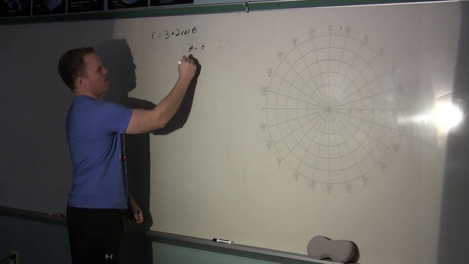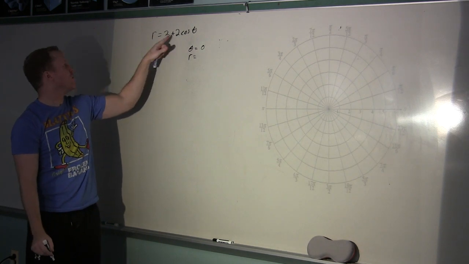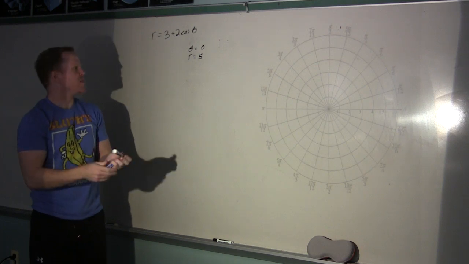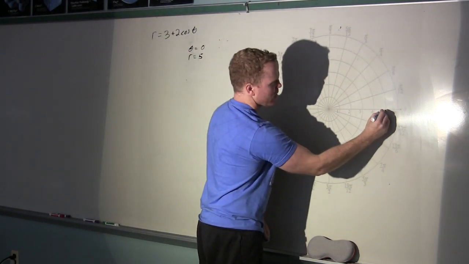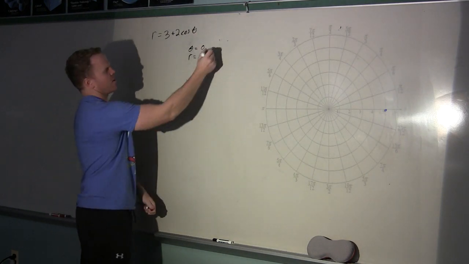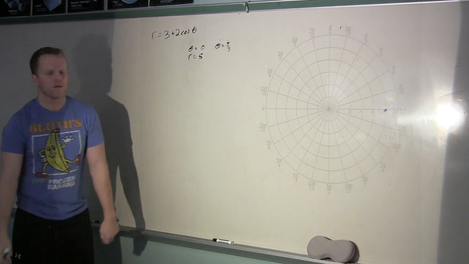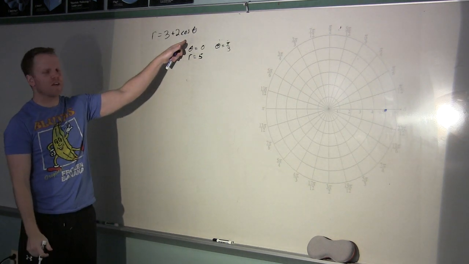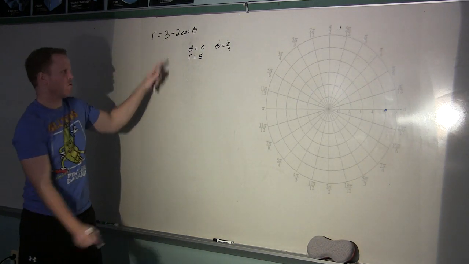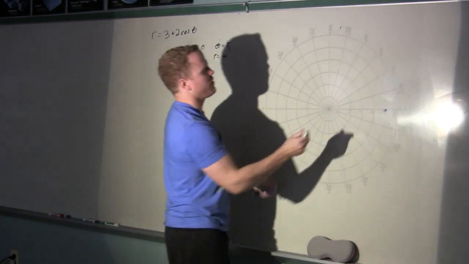Theta equals 0. Cosine of 0 is 1. 1 times 2 is 2. 2 plus 3 is 5. So I have a point. Let's graph that point. So, boom, I have a point. Then I can do it again. When theta equals, let's say, pi over 3. Cosine of pi over 3 equals 1/2. Half of 2 is 1. 1 plus 3 is 4. So at pi over 3, we should get a 4.